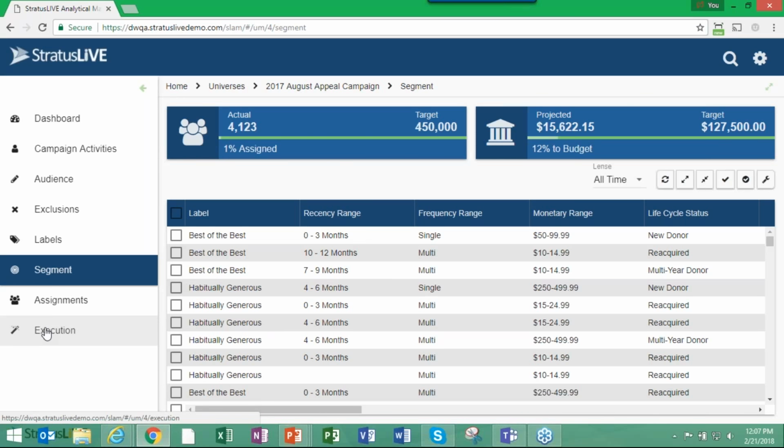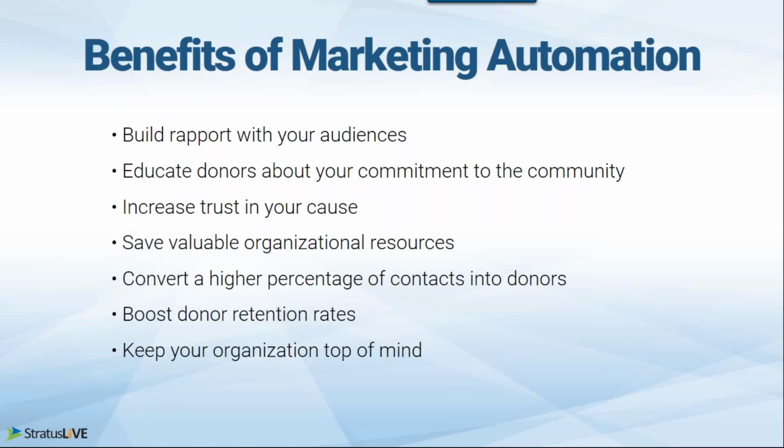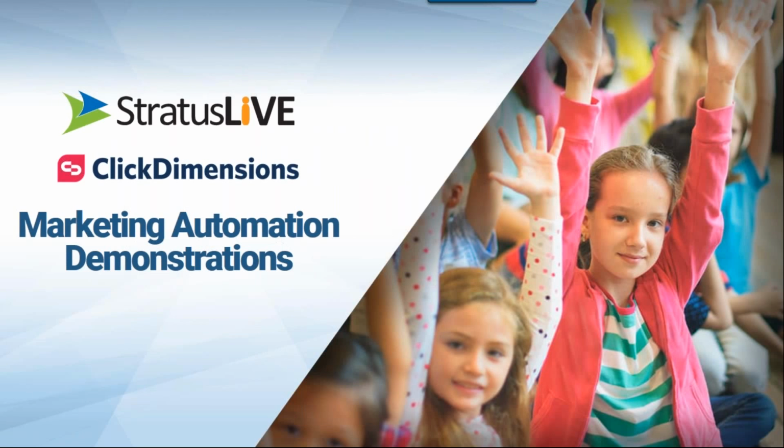So everything that we can do can surround that whole experience where you stay within the Dynamics 365 platform, you use Stratus Live within that platform, and you can also use Click Dimensions. And with that, I'm going to switch it over to Click Dimensions, and I'm going to have Joel go through the rest of the demonstration with you all. Take it away, Joel. Awesome.